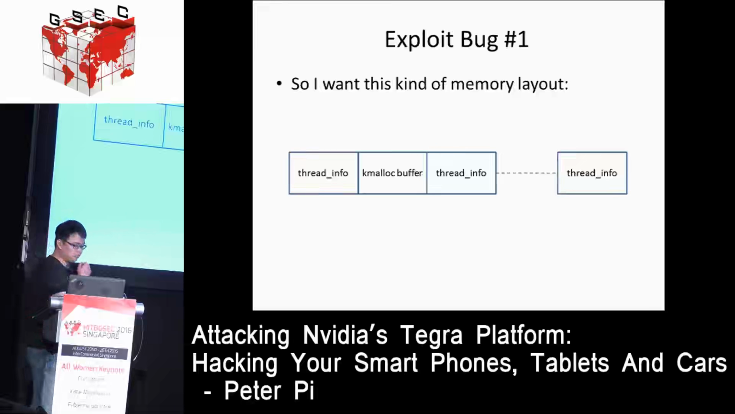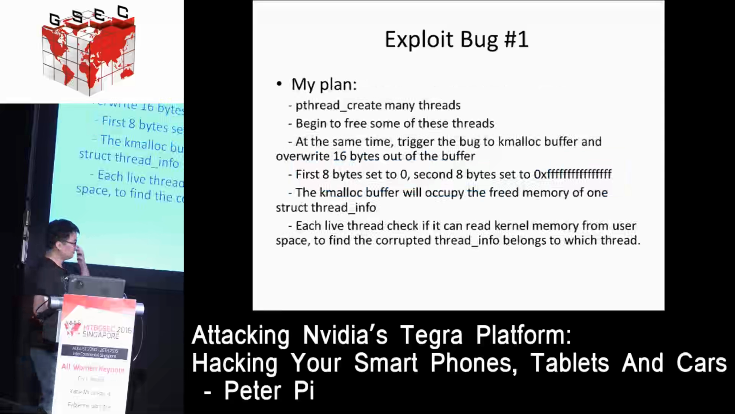So if I want to overwrite the thread info, I want this kind of memory layout. I want the k-malloc buffer just in front of struct thread info, and then we just overwrite 16 bytes to corrupt the next struct thread info. So this is my plan.